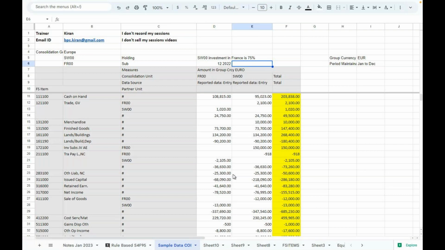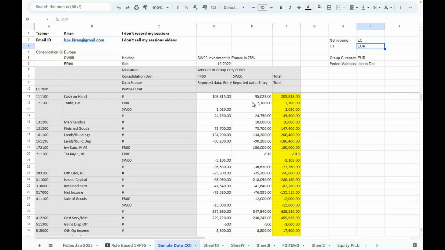So first thing, we need to do the currency translation, right? We need to calculate the net income. So net income, we need to calculate in the local currency. Net income can be calculated in the local currency. Then we'll perform the currency translation. Local currencies are converted to euros. If local currency and group currency are the same, then there is no need to perform the currency translation, because local and group currencies are the same.